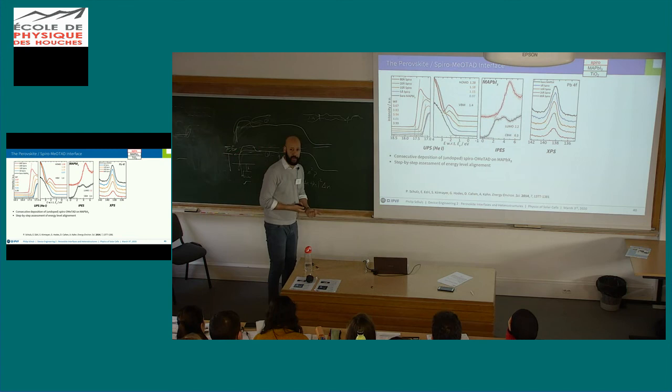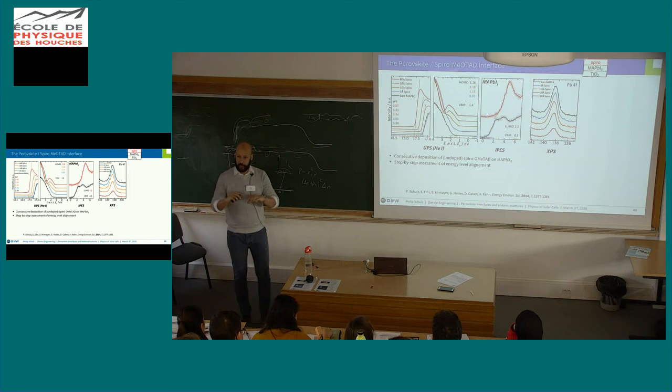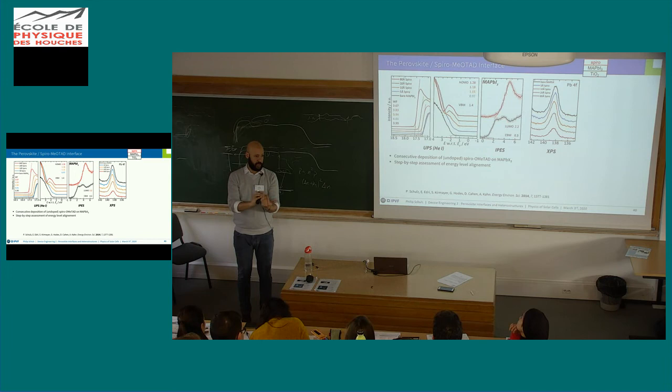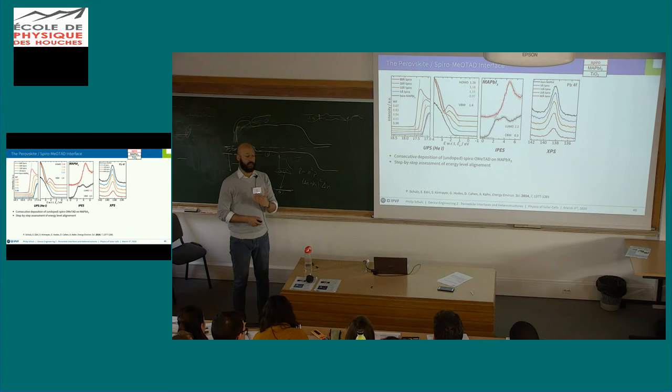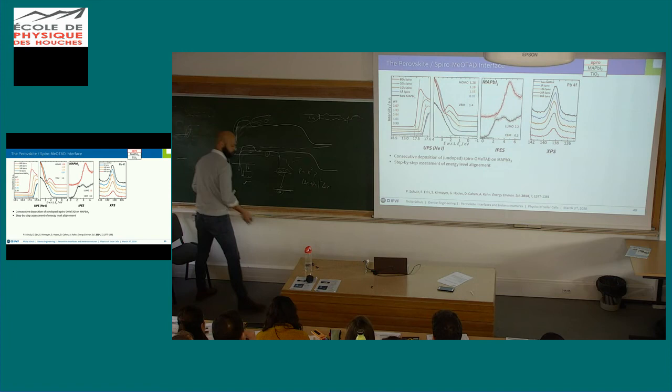The lead, of course, is not in the newly formed overlayer. This is just organic, but it's only in this now buried perovskite film. And if you see any changes in the position of this core level, you can backtrack a change in the Fermi level position in the perovskite, right? So maybe I should make a very short view graph for this.